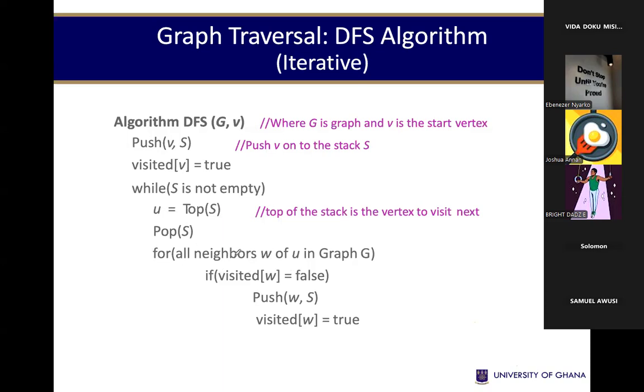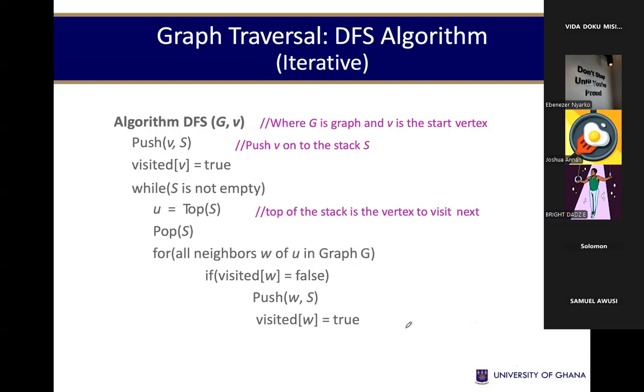Okay. Now for all neighbors W of U in the graph, all the adjacent friends of U, right? If they have not been visited, then what am I going to do? I'm going to push them on top of the existing stack, which already has elements inside. So push W on it. When I push the W on it, then I'm now going to visit the W. So visited W is equal to true. That's the work done.